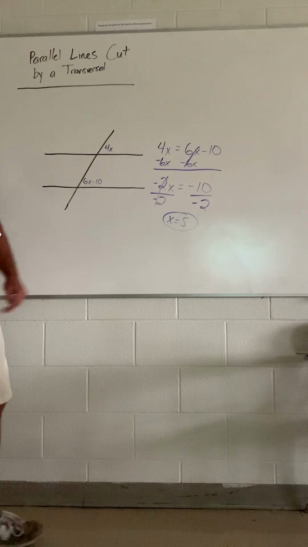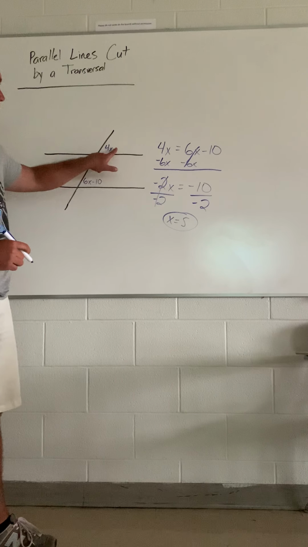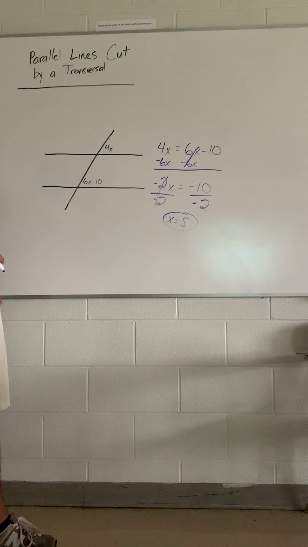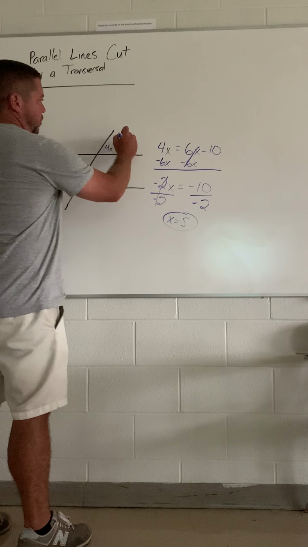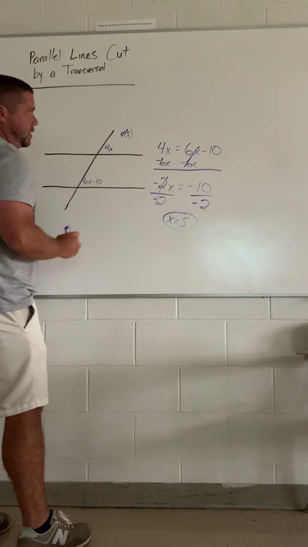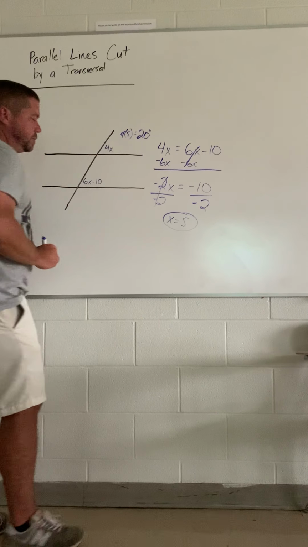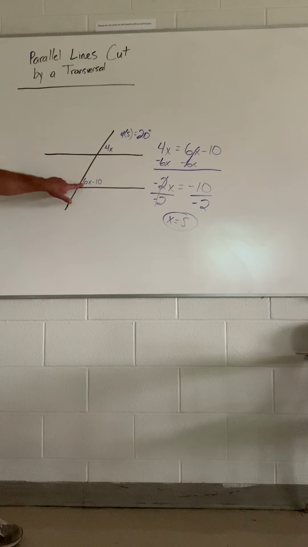So here's the thing with this, that's the value of x. To find the angle measure, we have to plug that back in to either one of these. So that's going to give me 4 times the value of x, which is 5. That angle is 20 degrees. I can plug it into here too and get 6 times 5 is 30, minus 10 is 20. I should get the exact same thing. And that's always a good way to go in and double check.